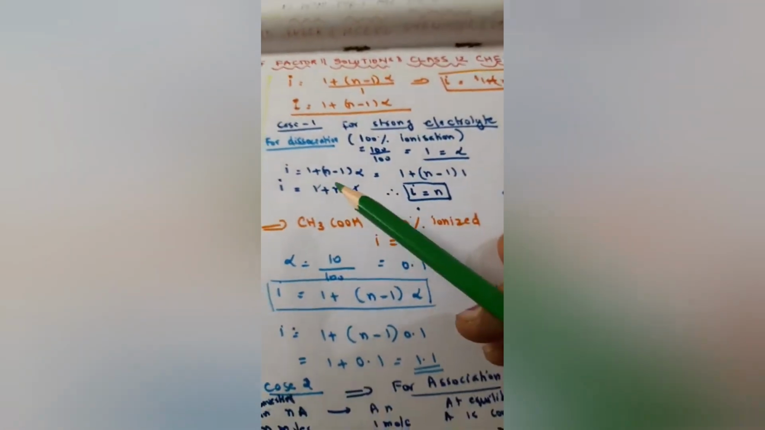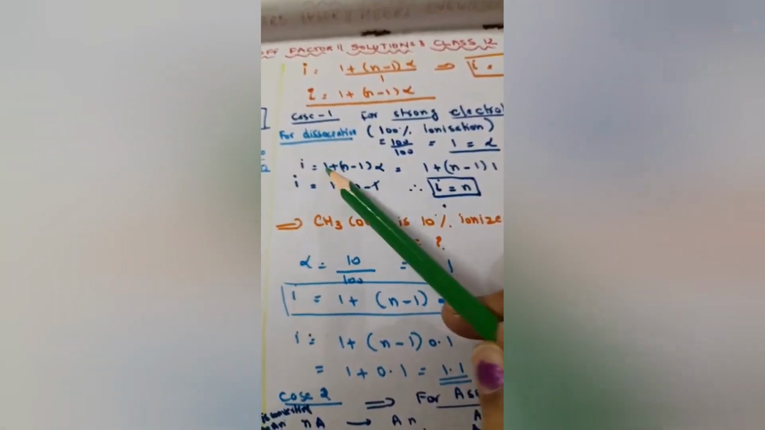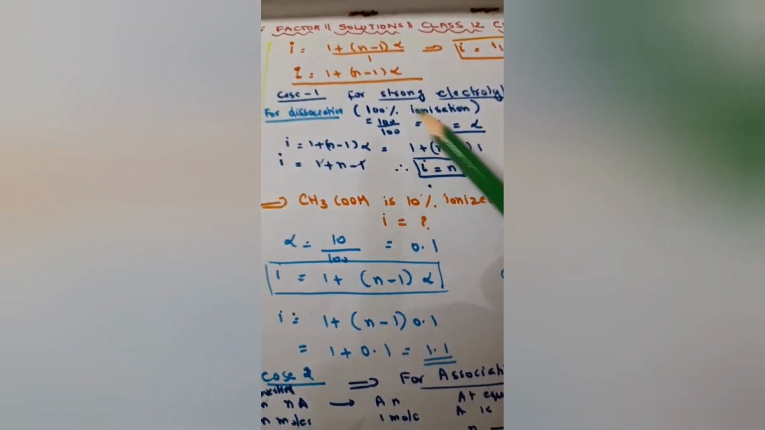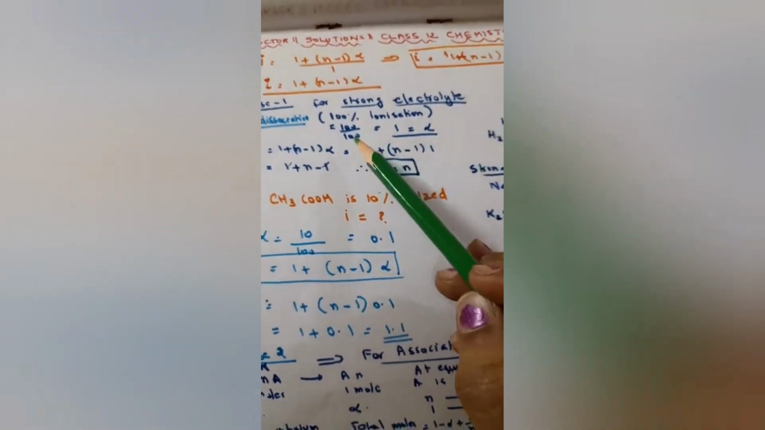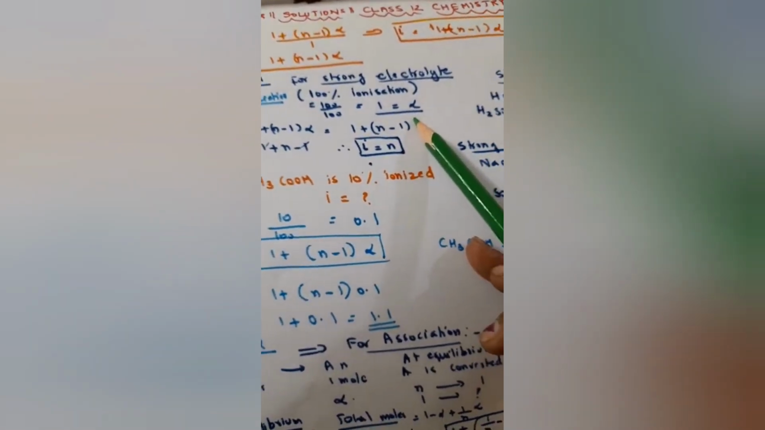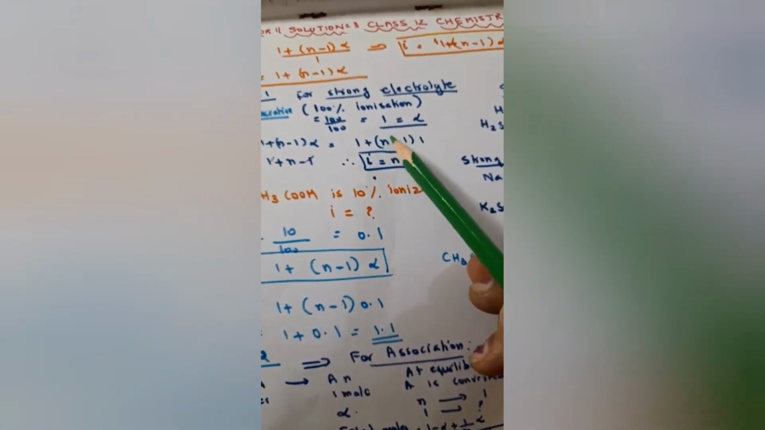Now we will take two cases and see how you apply the trick. First we will take the case of dissociation. For 100% ionization of a strong electrolyte, 100% means 100 by 100, which is equal to 1. So in that case alpha, the degree of dissociation, will be equal to 1.